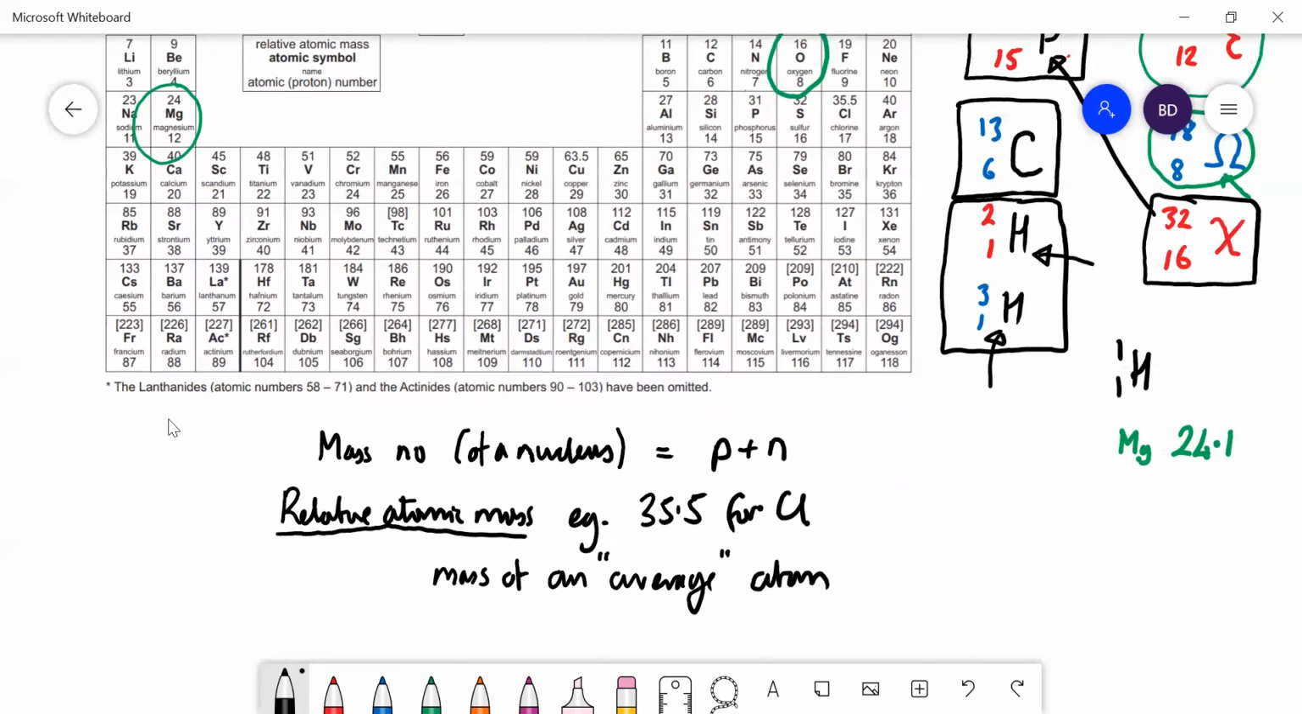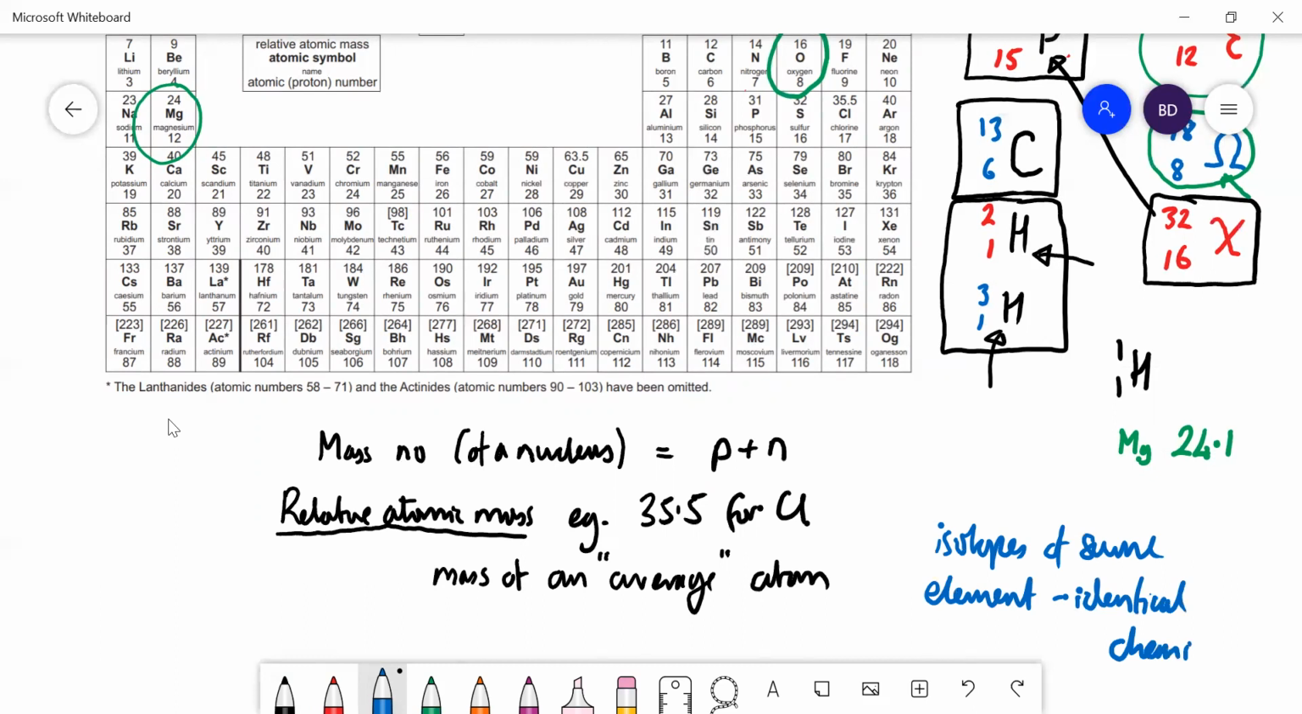And then just finally to say, don't forget, isotopes of the same element have identical chemistry. They behave in exactly the same way. So in the next video, we'll see how to work out this relative atomic mass given the different abundances of different isotopes.